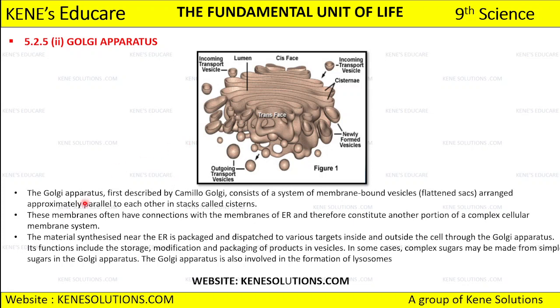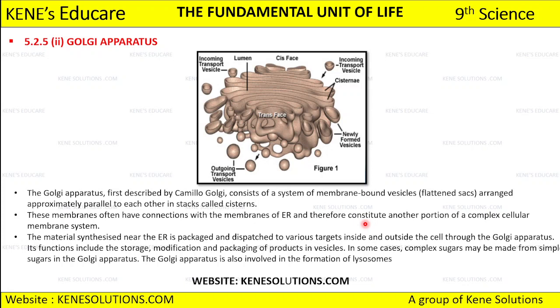Okay, so Golgi apparatus जो है, it was first described by Camillo Golgi. So it is named after the scientist who had described this. Golgi apparatus was first described by Camillo Golgi, and it consists of a system of membrane bound vesicles. Can you see this? It looks like this is a membrane bound vesicle which is present, which looks like flattened sacs. Okay, so these flattened sacs are arranged approximately parallel to each other in stacks which are called cisternae.